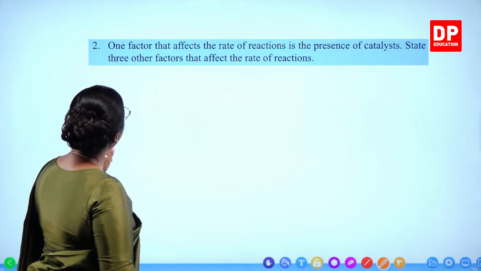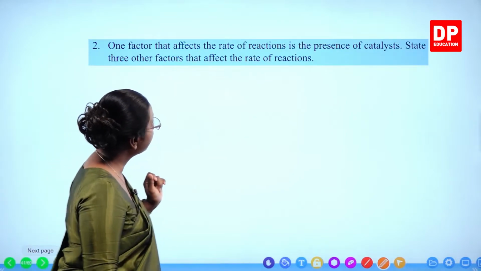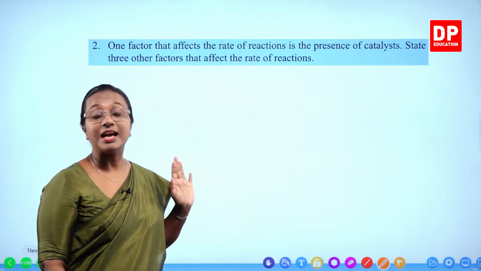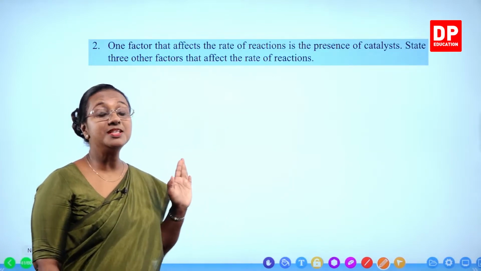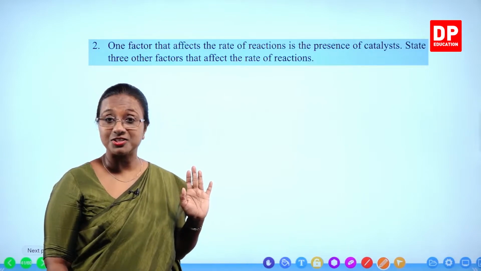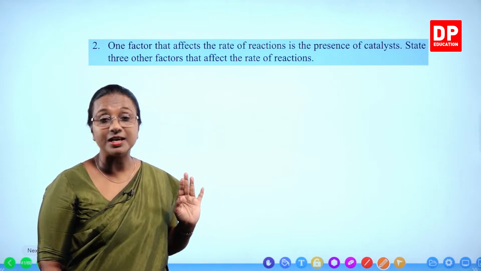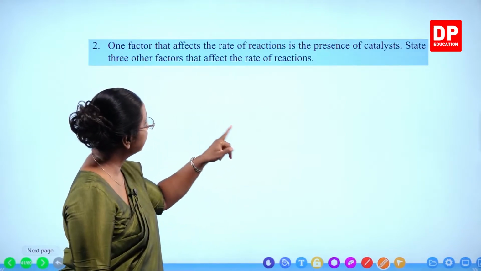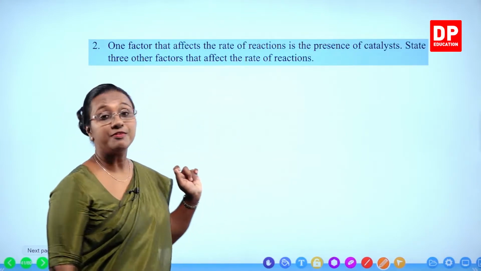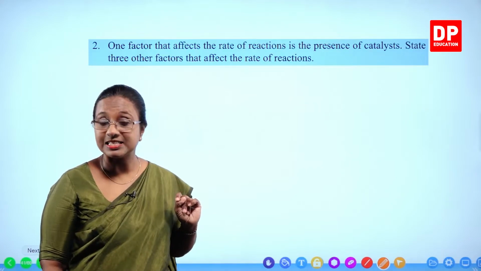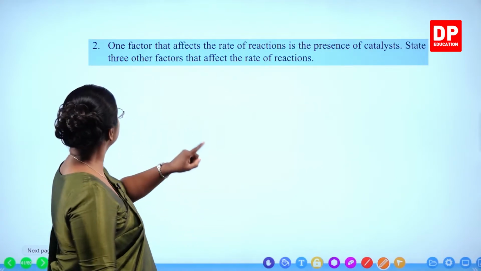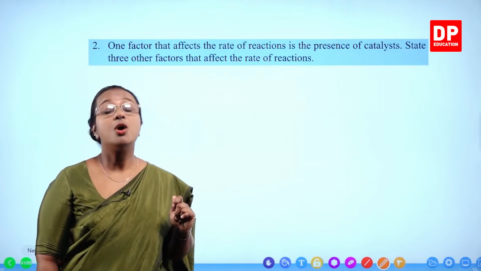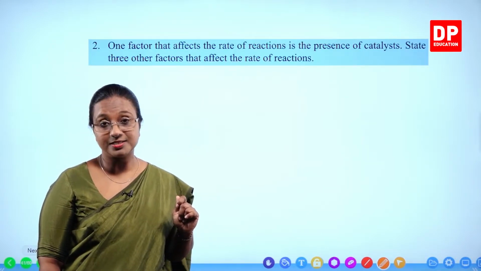Second one: one factor that affects the rate of reactions is the presence of catalyst. So you know what catalysts are. Substances that increase the rate of reaction without being chemically consumed during the reaction. So that is a catalyst and they increase the rate of reaction. State three other factors that affect the rate of reactions. What are the other three factors?